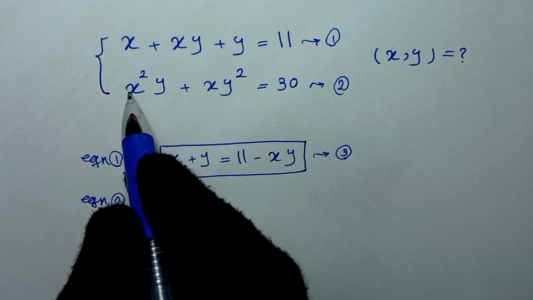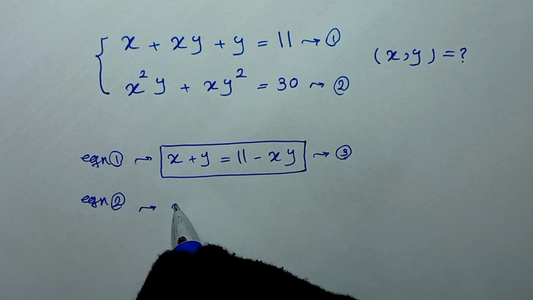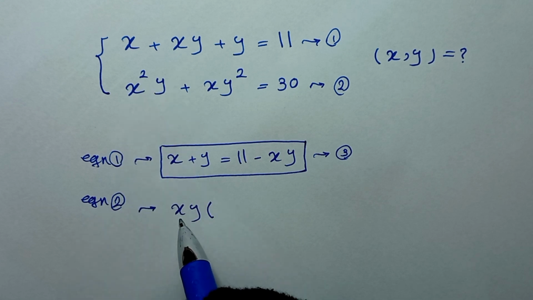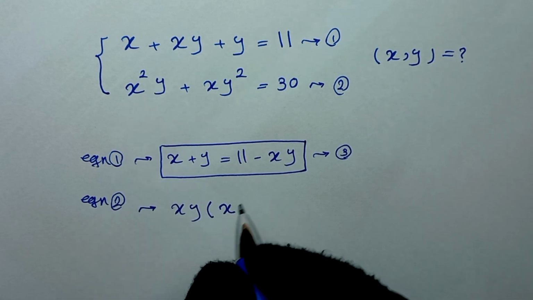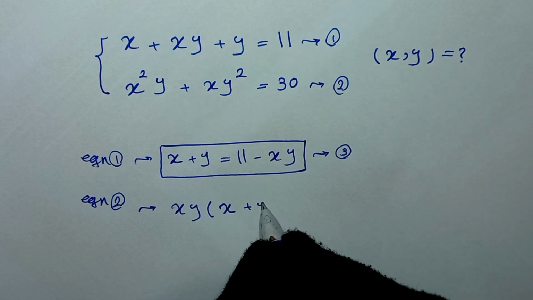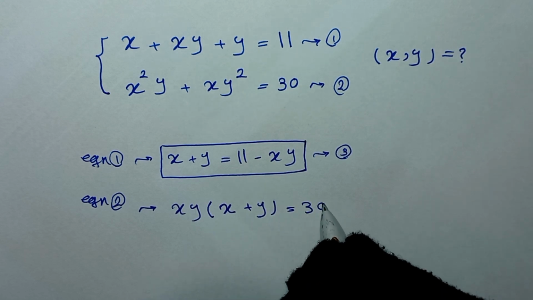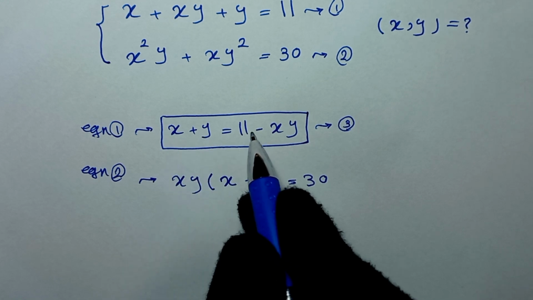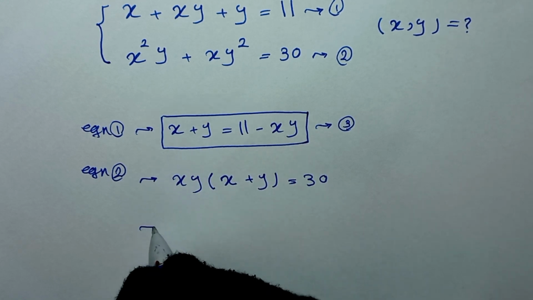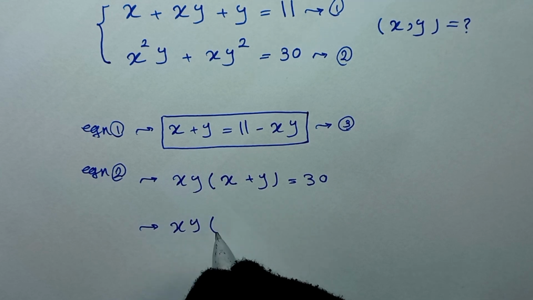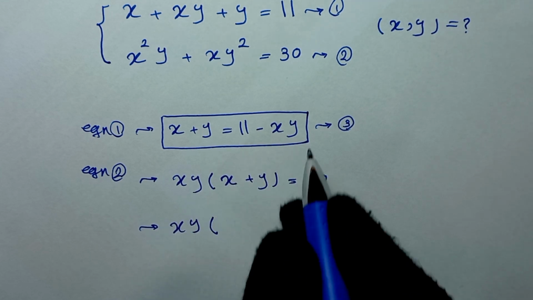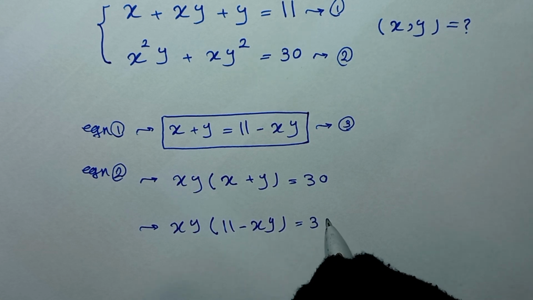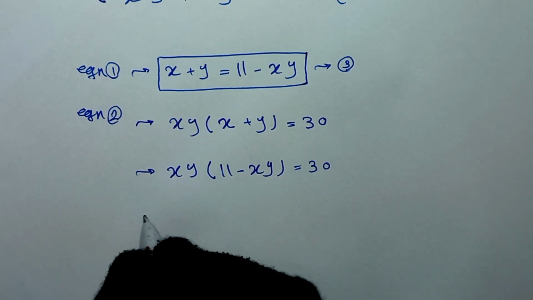we factor xy from these two parts and it will be xy times x plus y is equal to 30. And x plus y in here is equal to 11 minus xy. So we substitute xy times 11 minus xy is equal to 30.